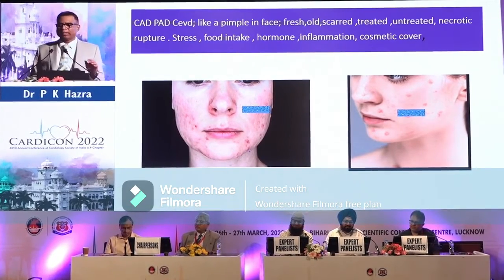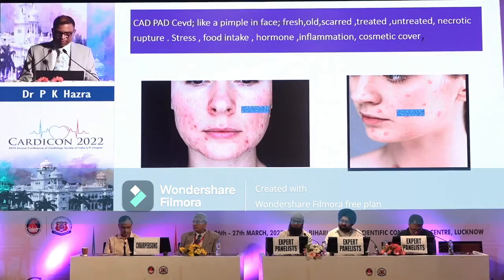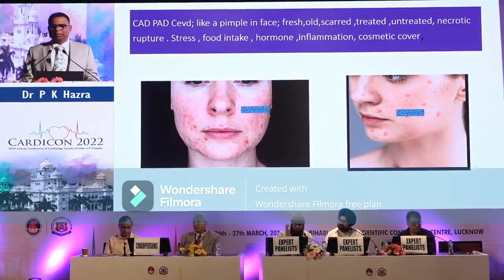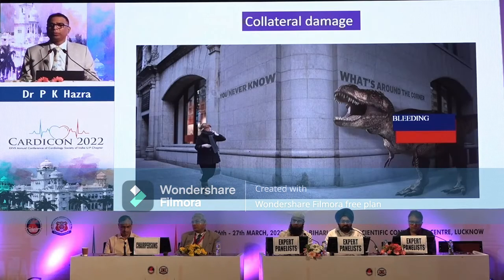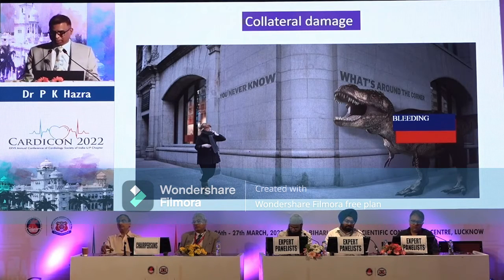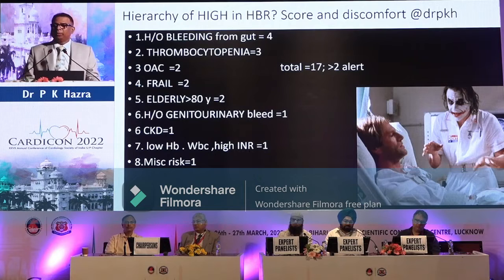You can reduce the stroke, death, and MI in other coronary beds by using DAPT, statin, SGLT2, GLP-1, inclisiran, PCSK9, bempedoic, and so forth. But sometimes it comes as a surprise, as collateral damage, as bleeding. And we know that bleeding can scare your patient, yourself, the whole staff, the whole hospital, and the patient's relatives.